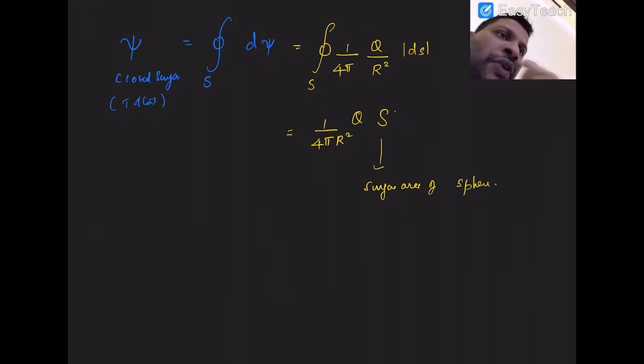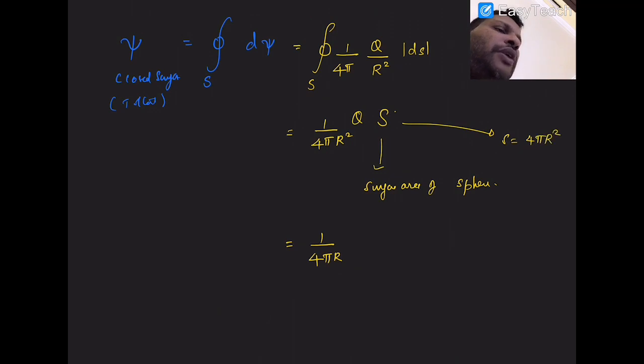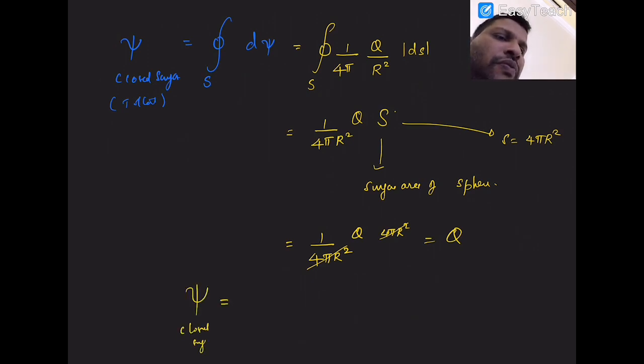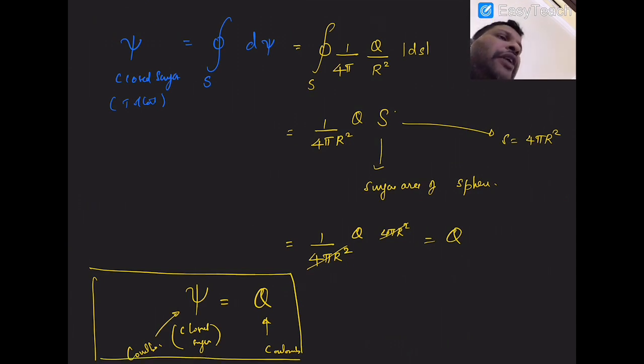What is the surface area of the sphere? You know the surface area of the sphere is 4π r square. So this S will be equal to 4π into r square. So this 1 by 4π r square into Q into 4π r square, you see this will cancel, and finally you will get Q. So you will get the total flux over the closed surface as Q. That's why the unit of charge is Coulomb, and the unit of flux is also Coulomb. So you are getting the total flux will be equal to the total charge enclosed by the surface.